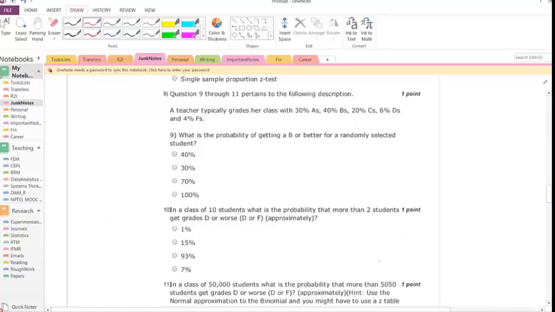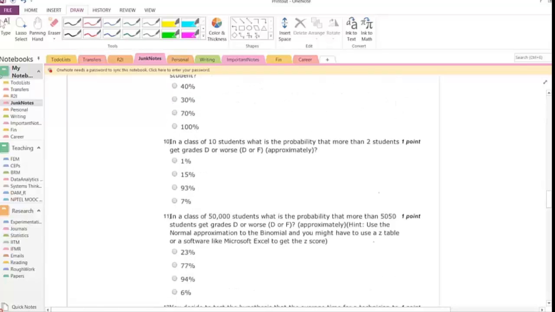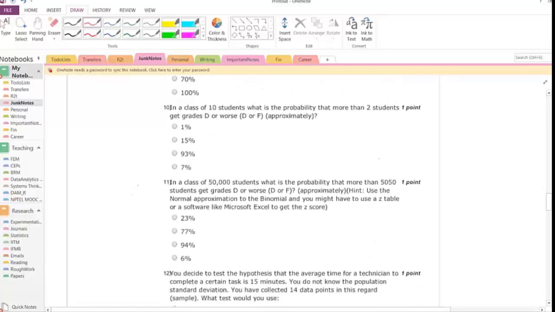The next question, 11, also pertaining to the same thing, is: in a class of 50,000 students, what is the probability that more than 5,050 students get grades D or worse? We just use the normal approximation to the binomial because it's a very large number. You don't want to be calculating 50,000 C 5,050 or whatever. The simple thing to do would be the normal approximation. And if you were to do the normal approximation, what would be the mean and variance of this normal distribution? It's quite simple.